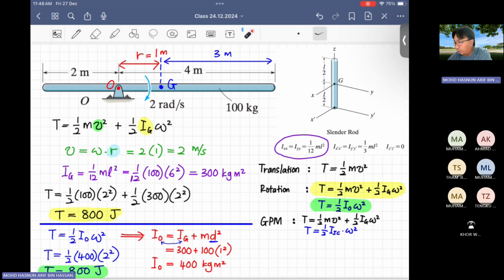If there's no question, that's all I would like to share today. We have finished chapter 2, and I have introduced chapter 3, the first subtopic, which is kinetic energy. Next week, Tuesday, we will do a few more calculations of kinetic energy before I go into the calculation of work done, because chapter 3 is work and energy.